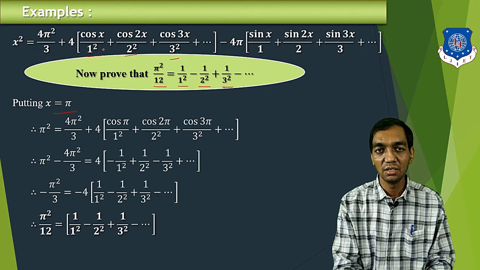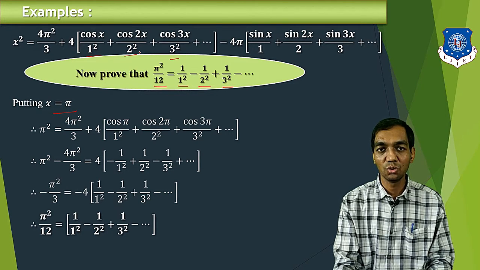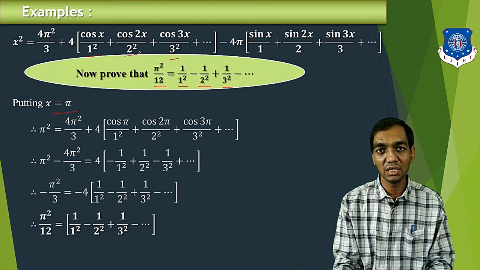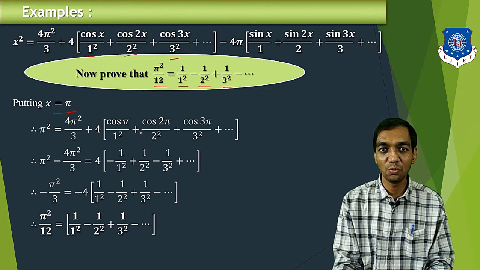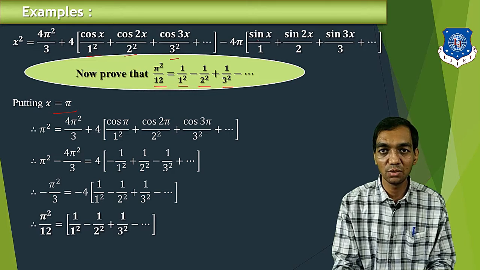See, we require these terms with squares as well as the alternating sign, correct? If you put 0, then cos 0 is going to be 1 and each term is going to be 1. But we require the alternating sign, so we are going to put pi. So pi is in between your interval 0 to 2 pi. Putting the value pi, sin n pi is going to be 0. So all these terms are going to be 0.